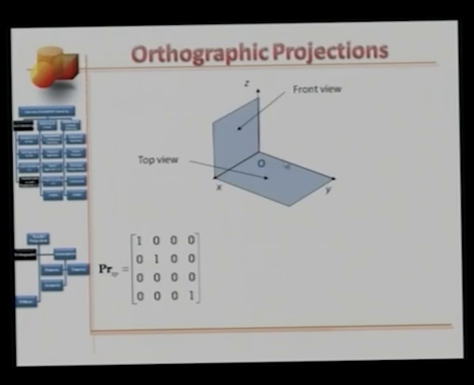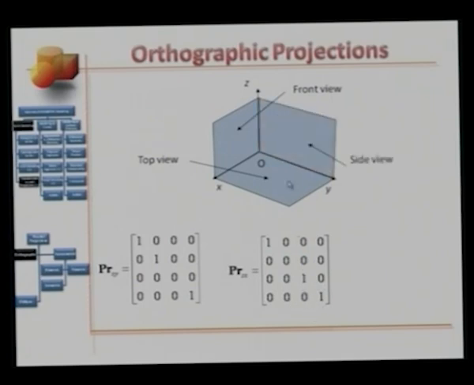Imagine now that the object is here, and you're looking at this object from this side along the negative y-axis. This plane here will be the front view. The corresponding projection matrix PR sub ZX will be given by 1, 0, 0, 0, 0, 0, 0, 0. Notice now that all the y coordinates are 0, then 0, 0, 1, 0, 0, 0, 0, 1.